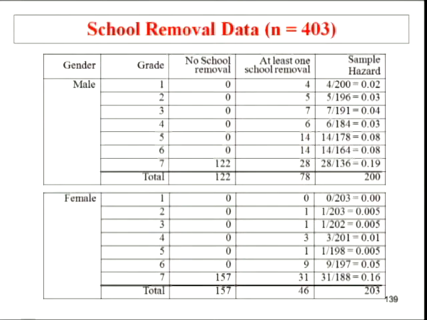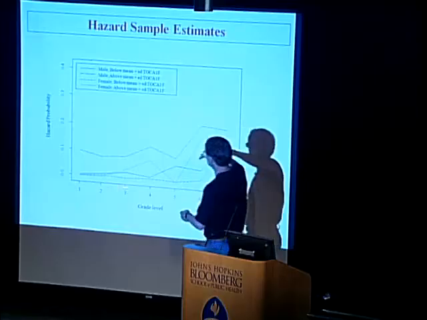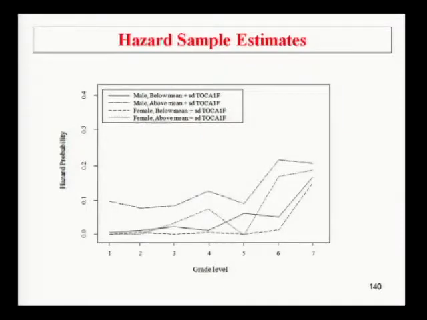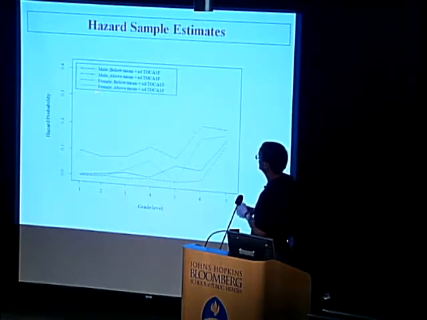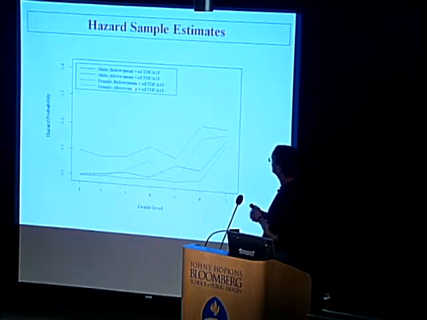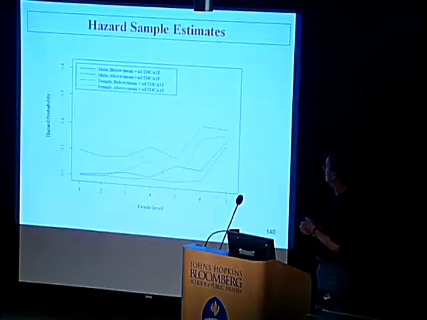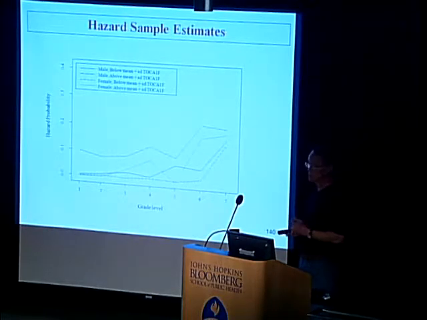But for both males and females, the hazard seems to increase over grades. So kids get a little bit more rambunctious as they get older. These things can be plotted now. You can take these sample hazards on the y-axis and plot against the grades, and you get hazard profiles that you can take a look at. Actually, here we did it by looking at males and females, and looking at below and above the mean for TOCA 1F, which means the aggressive disruptive measurement score in the fall of first grade.